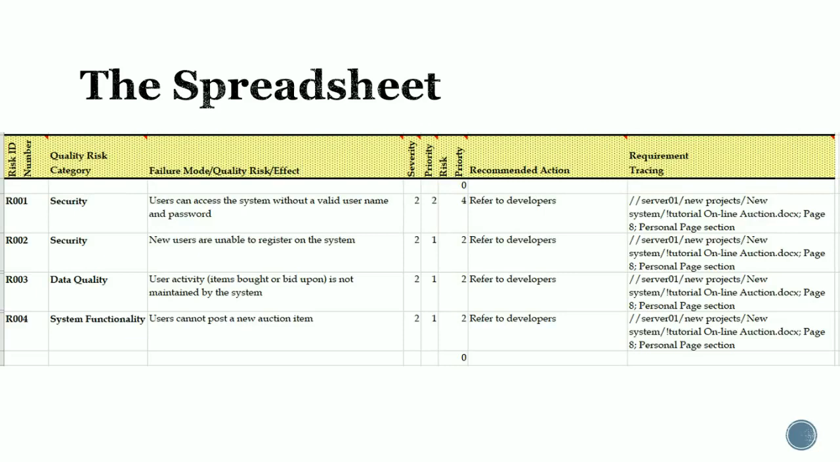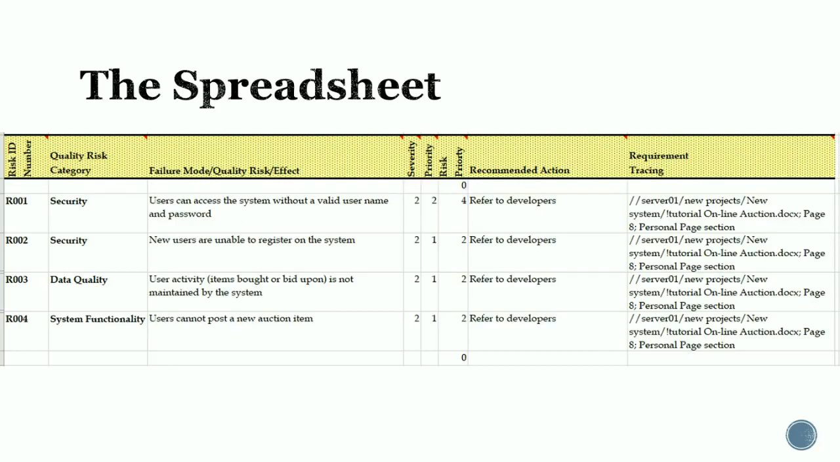It needs to be fixed for release, but it is not something that is critical. Then we've got the risk priority. The risk priority is calculated by the spreadsheet. It's the result of multiplying the severity times the priority. Then we have the recommended action, refer to developers. The developers are the ones that are going to fix this problem.